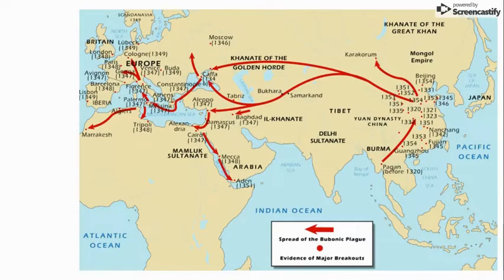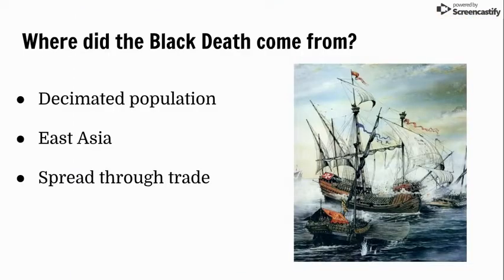Here is a map showing the trade routes. Before the Black Death came to Europe, people were already hearing about it being in places such as China, India, Syria, Egypt, and so forth. And it spread to Europe in October of 1347 when 12 ships arrived at the Sicilian port in Messina. A lot of the sailors on the ships were already dead, and the few left were already infected with the bacteria, with the plague. So it decimates the population, came from East Asia, and spread through trade.